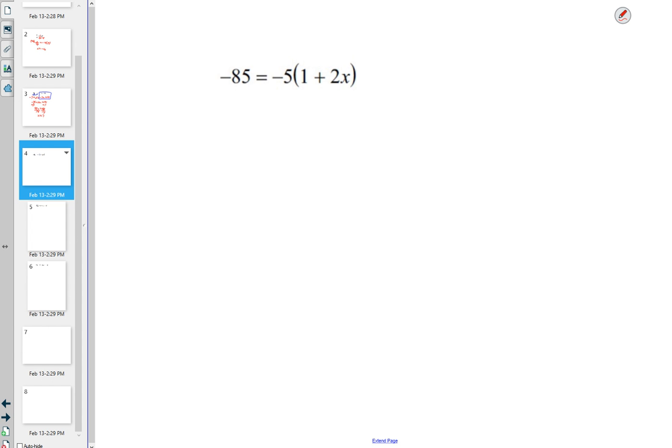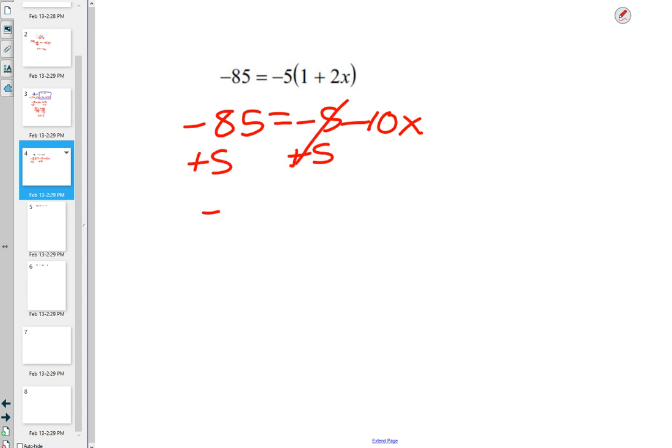Good. Let's distribute a -5, which gives me -5 minus 10x. And then let's add 5 on both sides. So -80 is equal to -10x. And then divide by -2.